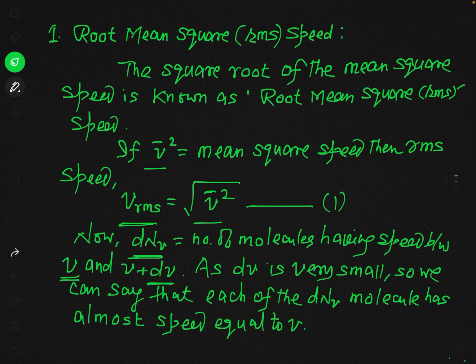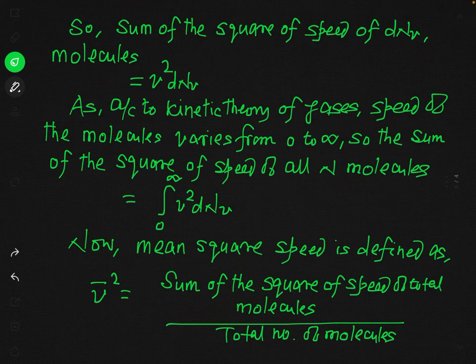And if you want to know the mean square speed, first of all you have to find the sum of the square of speed of all these dnv molecules. So what will be the sum? As each molecule has speed v, if we want the total sum of the speed of all molecules, we will simply multiply v by dnv. But here we have to find the sum of the square of the speed. So first of all, we take the square, v square, and then multiply it by dnv, and this product will give you the sum of the square of the speed of the molecules.